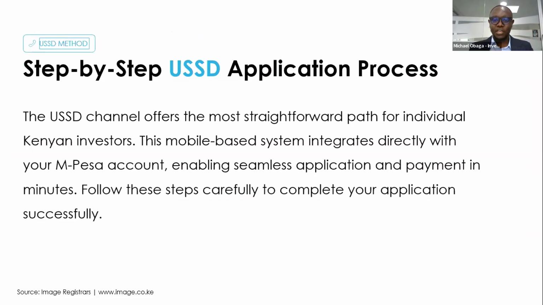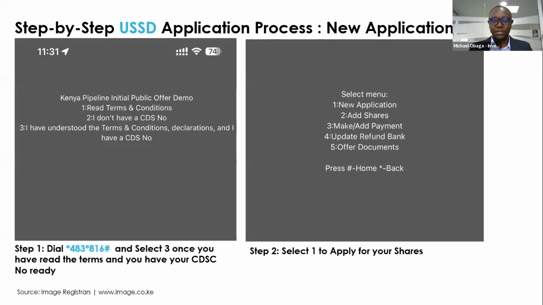The USSD application channel is usually the easiest for individual investors, assuming you want to purchase shares worth 250,000, because 250,000 is the maximum you can transact on M-Pesa at a go. So you need to have that amount in your M-Pesa. Of course, you can even have 900 shillings in case you want to buy the least number of shares, that is 100 shares. And then you can follow the following prompts in your application.